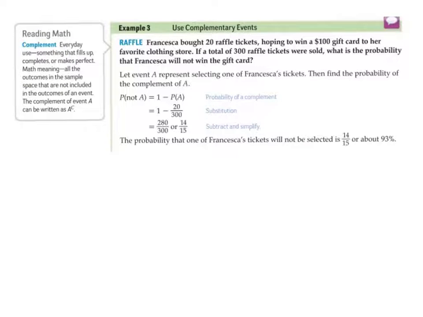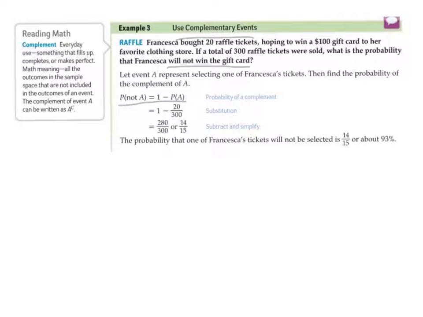Now we're coming on to the last word of the vocabulary: complement, or complementary events. As I said, don't mistake it for complementary angles. This is events. So what happens here? Francesca buys 20 tickets, hoping to win the $100 gift card. If there were 300 raffle tickets sold, what is the probability she would not win? So this is not the chance that she will win, it's the chance that she will not win.